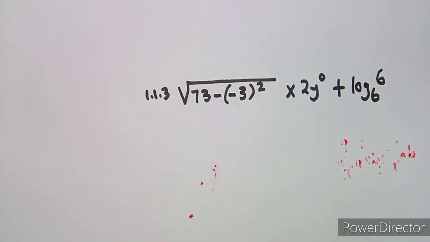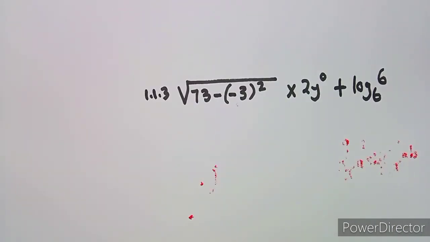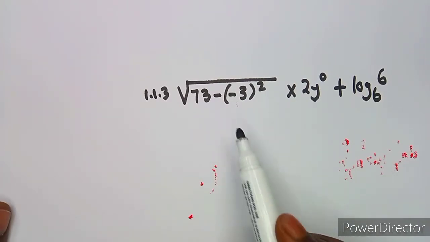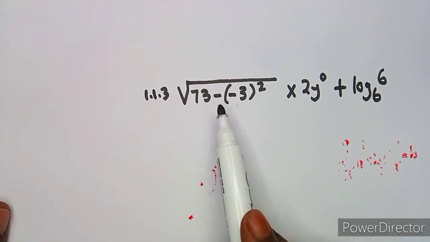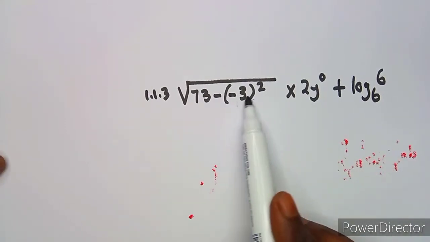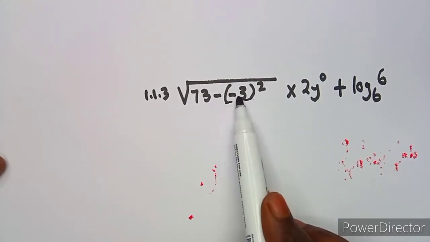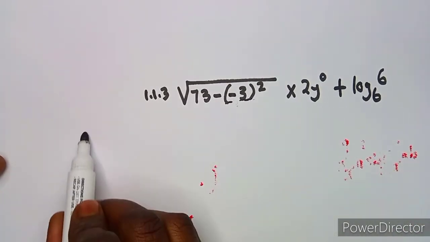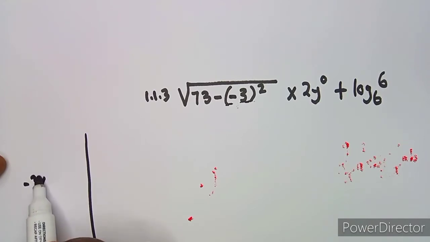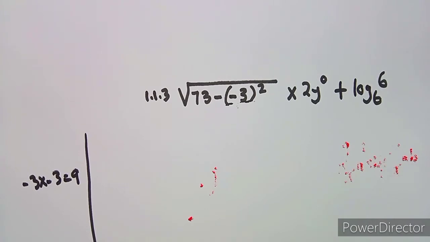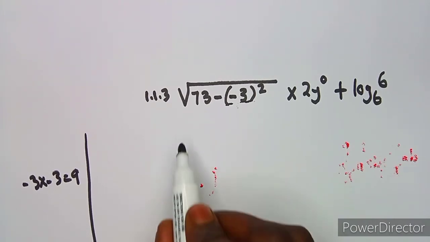So actually these guys, they'll be trying to play around us to see if we understand the concept there. So how are they trying to play around this time? Here, what are we supposed to do? Definitely I have to start with the bracket, expand this, which is negative 3 squared, which simply means negative 3 times negative 3, which is positive 9.